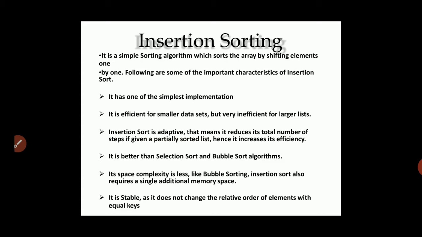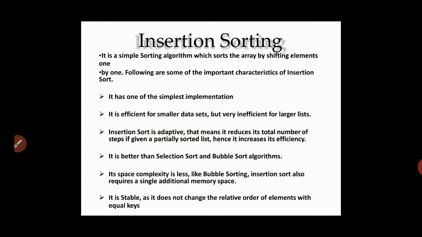Insertion sort is a simple sorting algorithm that sorts an array by shifting elements one by one, just like sorting playing cards, and it has the following characteristics. First, it has one of the simplest implementations. It is efficient for small data sets but very inefficient for large data sets. If we take 10 playing cards, we can arrange them in ascending or descending order, left to right. But if you take not 10 but 52 cards, then the arrangement is complex, so we say it is very inefficient for a large list.